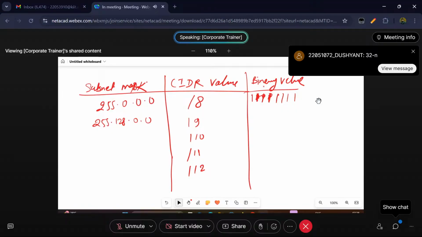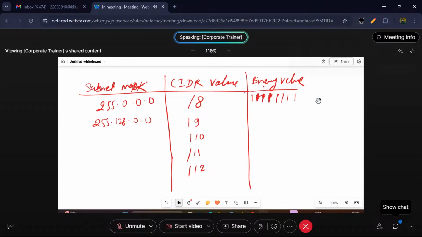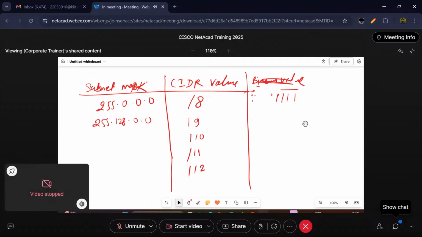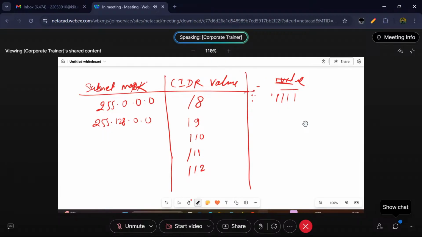Let me first erase it, otherwise you'll get confused because the rest of the octets I'm not writing here, and it will indicate other octets as well. So let me remove this. This one I'll discuss later on, because the main meaning of CIDR values is related to the rest of the octets as well. If I write only one octet's values here, you will be confused.